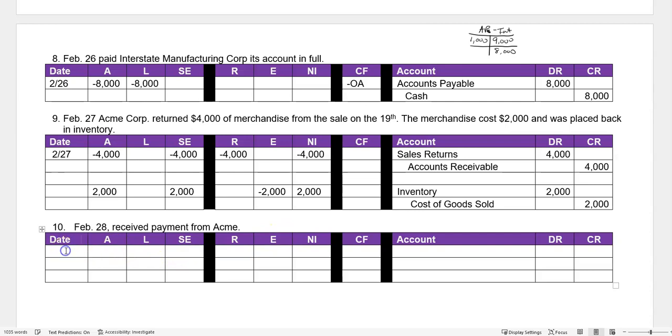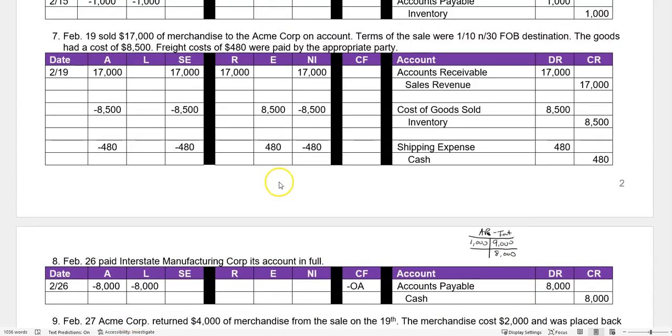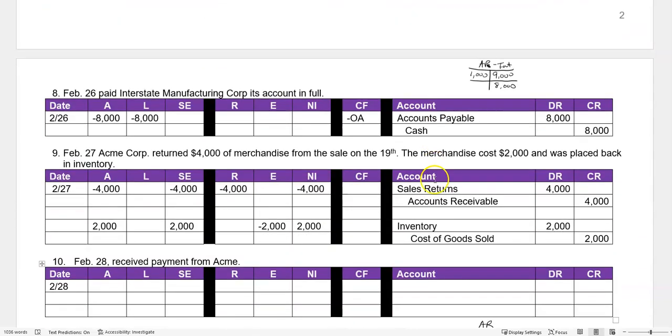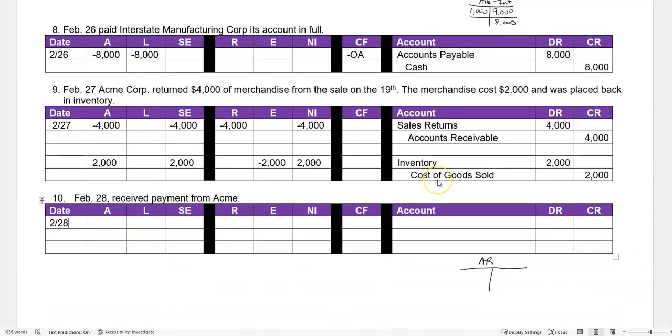All right, February 28th. Last one, receive payment from Acme. So what's going to happen there? Well, one, we need to find out how much does our customer owe us. So in looking at this, let's do a little T account. You know me, I love to T. So keep in mind, what did we buy? Well, scroll up here. We sold 17. So we debited for 17, so that's first and foremost.